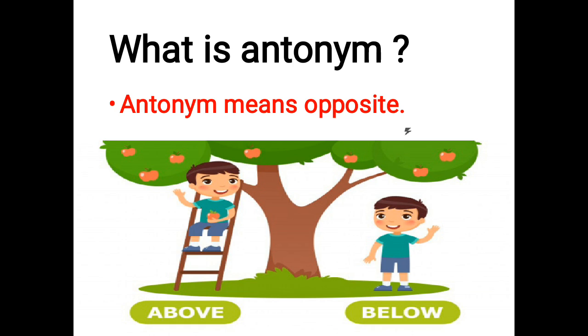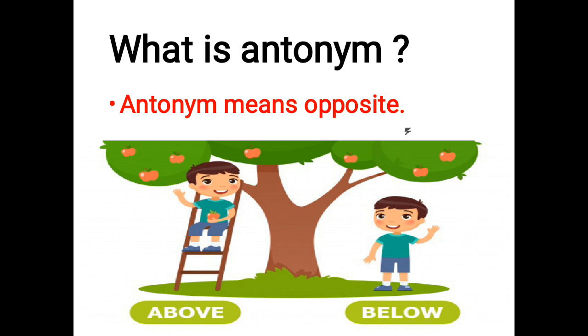Take for instance, the picture I have here shows a boy going up a tree. He's climbing and going above the tree. You can see the boy climbing above the tree to get an apple. And then we have another boy that is below the tree. What can you say? It means that the word above has an opposite. If the boy is not going above, then he is below the tree. So above is the word, below is the opposite.